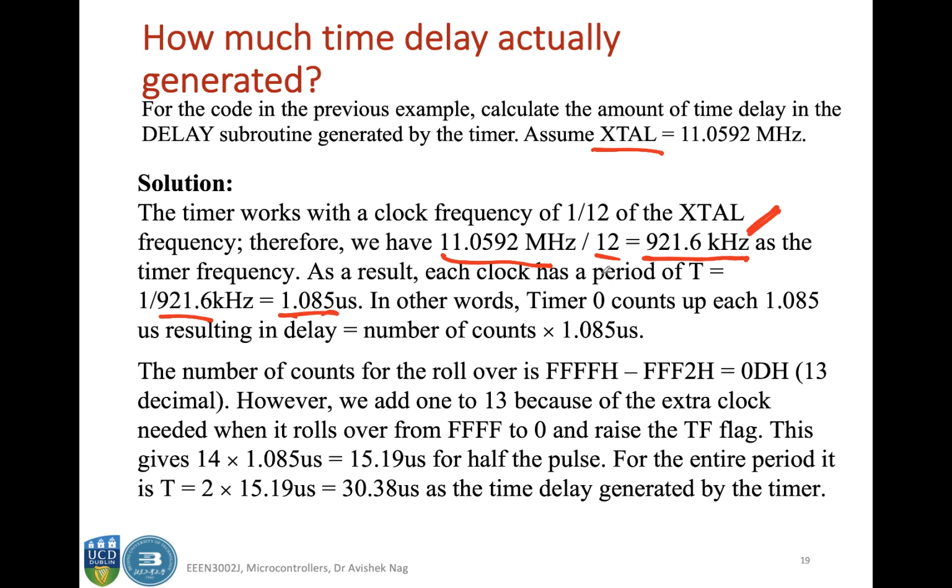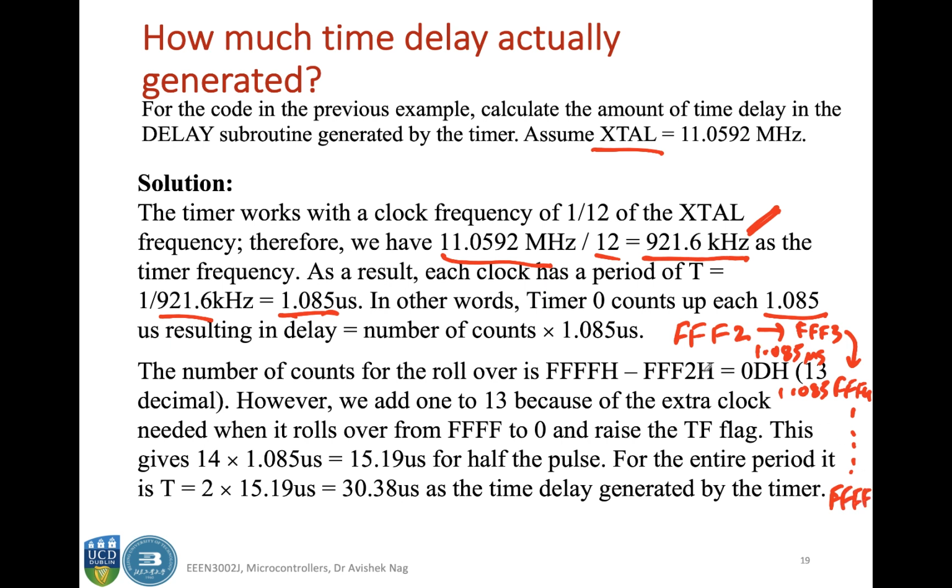So timer 0 counts up 1.085 microseconds at each count. When it starts counting from FFF2 as in the previous example, when it goes to FFF3, the next count, it has taken 1.085 microseconds. Then again it goes to the next number, FFF4, so it takes another 1.085 microseconds, and so on until it reaches FFFF.